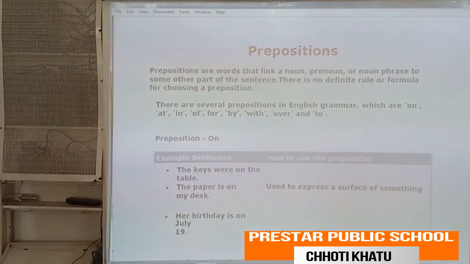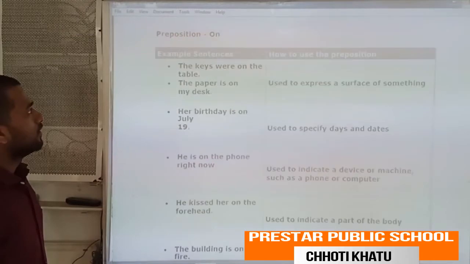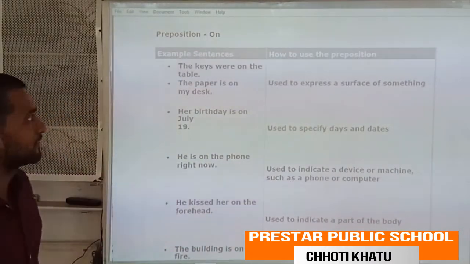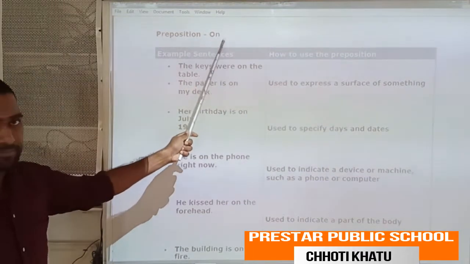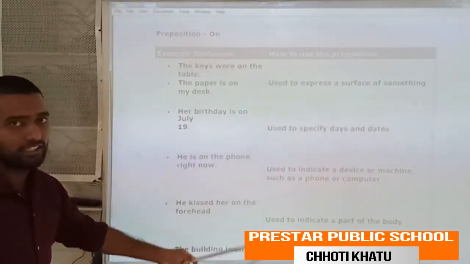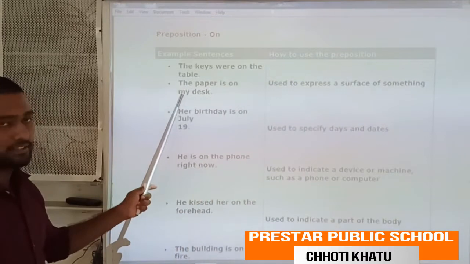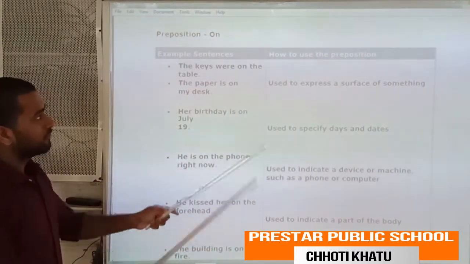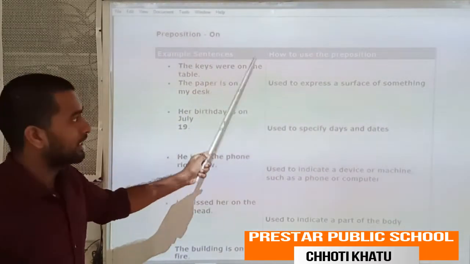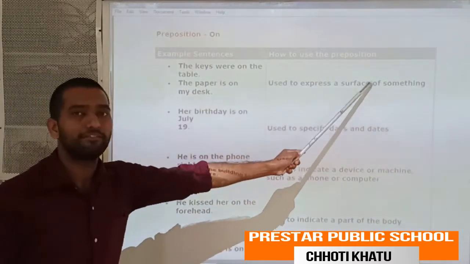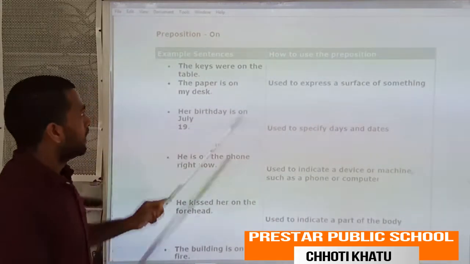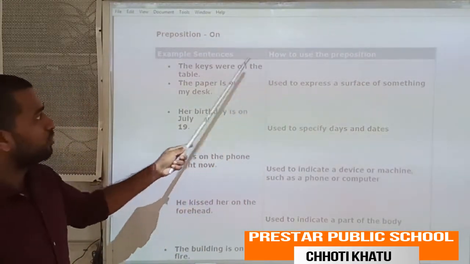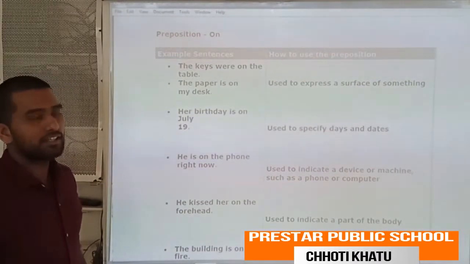Okay? Next. Now, look at the first preposition which we are going to discuss. Preposition on. See, I have given here the uses along with the example related to the particular use. So, first, the preposition on is used to express a surface of something. Here, surface of something means, if you look at this example, you will understand clearly.